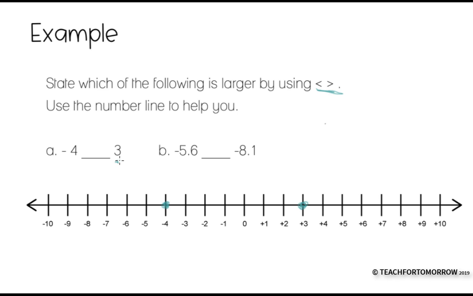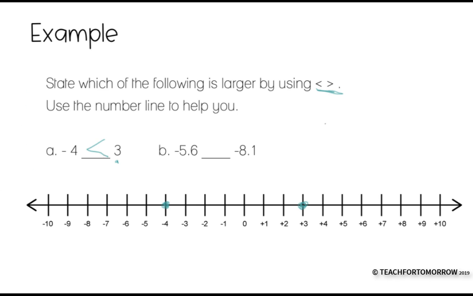Well, these little arrows, I like to think of them as alligator mouths or crocodile mouths. The crocodile's always going to eat the bigger thing. They're going to go for the bigger, juicier thing. So we're going to go for the bigger number here. So our crocodile is going to eat our bigger number.